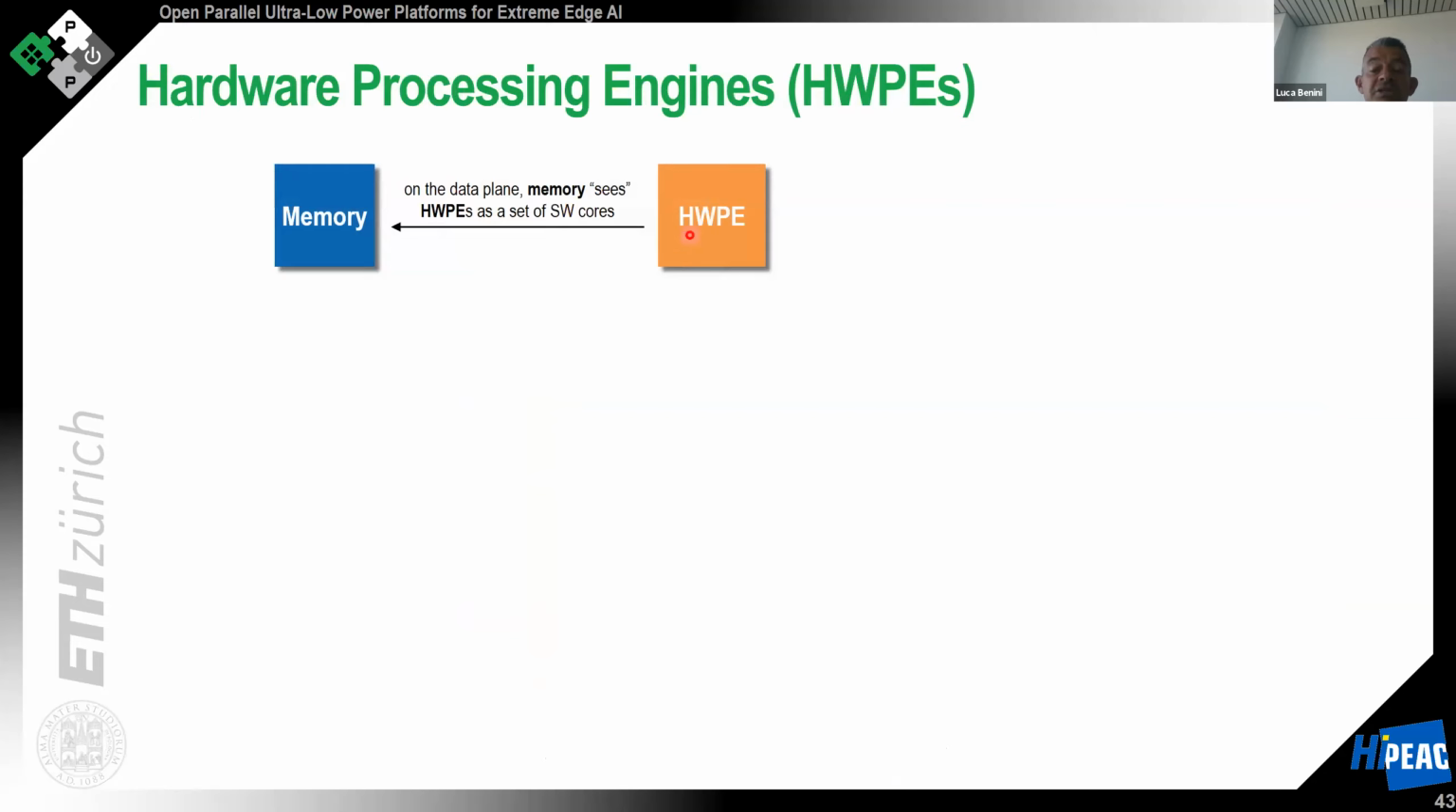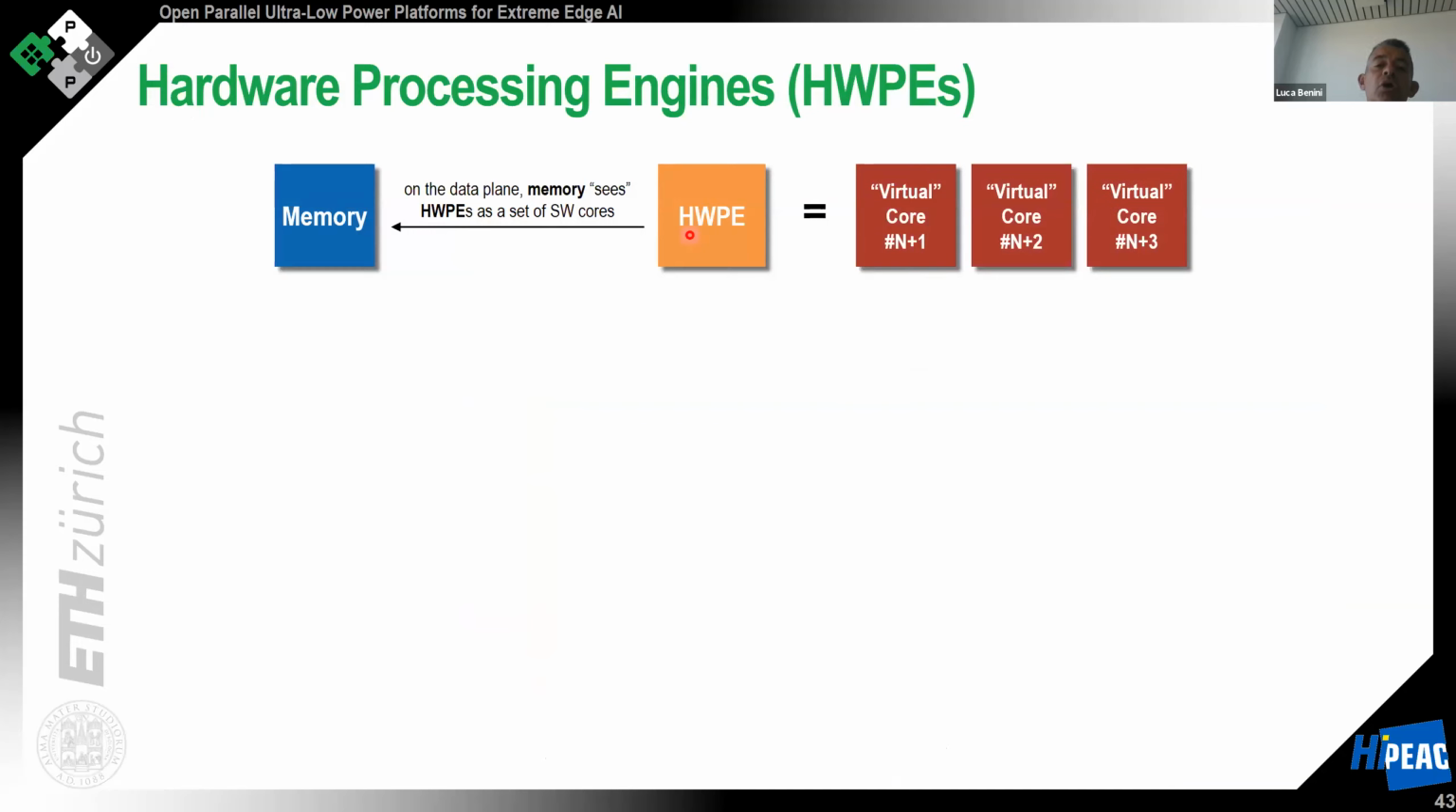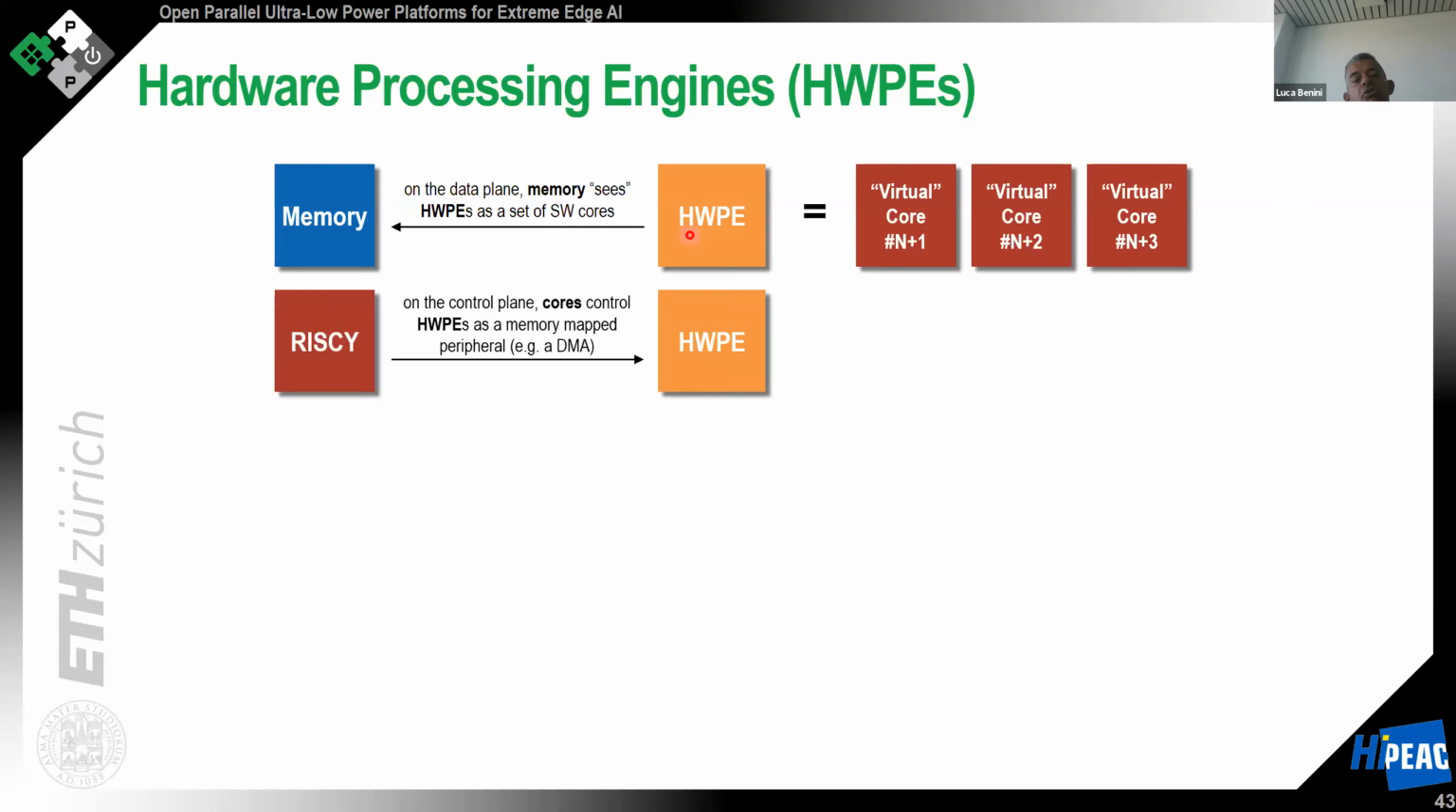So this hardware processing engine, from the control plane, is a peripheral. So the processors will program this unit by telling the unit what to do through control ports using registers that configure the unit. And then, from the point of view of the data plane, the accelerator will look like a few processors, because if the accelerator has a 4-port connection into the memory system, it will generate traffic like 4 processors. So from the control plane, it looks like a peripheral. From the data plane, it looks like a set of processors.